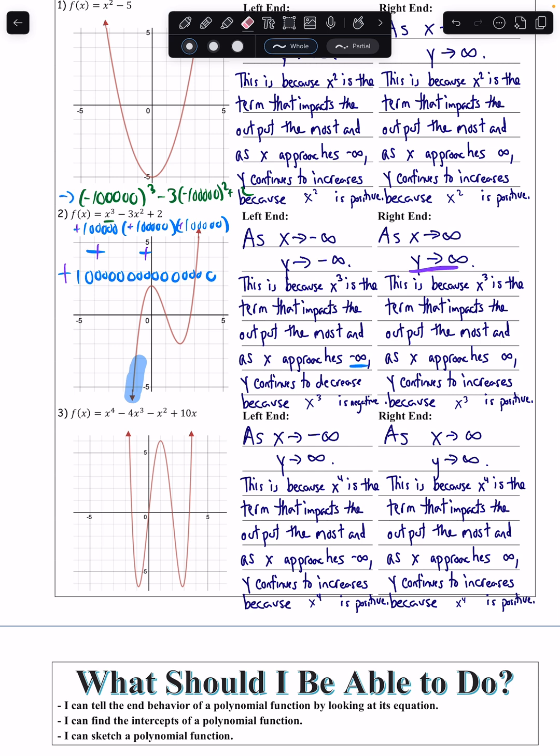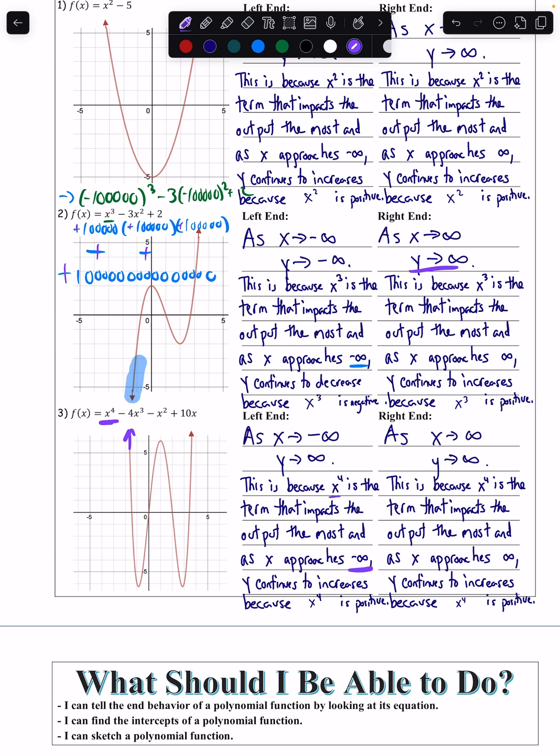Now, looking at number 3, it's a degree 4. So really, no matter what we put in for x to the 4th, it's going to be positive. If we put in something like negative 100,000, as we go to the left, as x approaches negative infinity, the y is going to keep on going up. So the y is going to approach infinity for that same exact reason as above. The x to the 4th is what impacts the output the most.